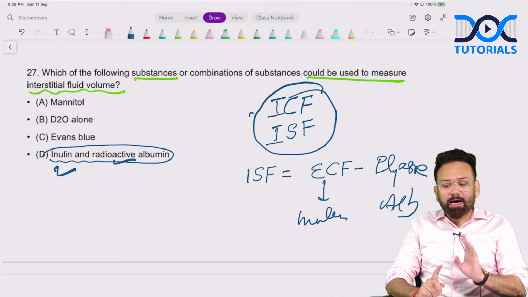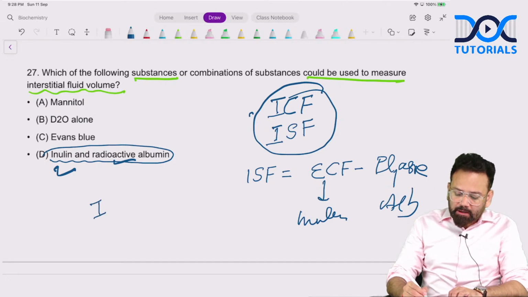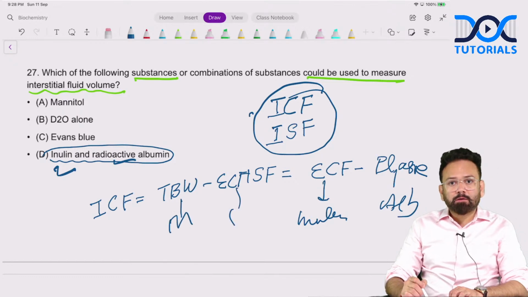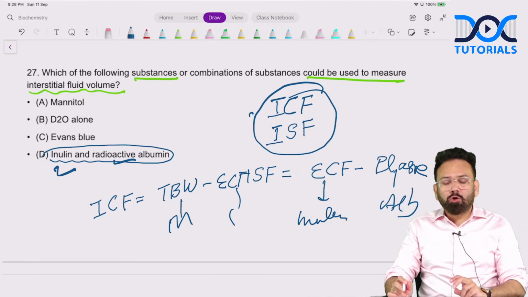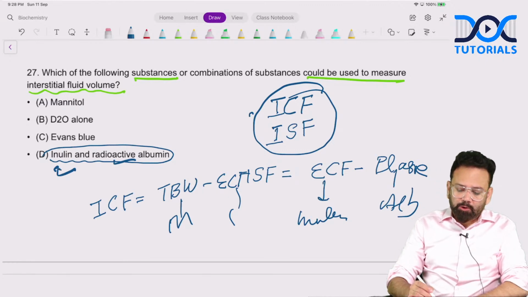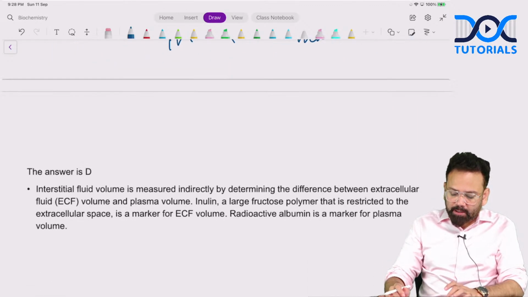ICF, intracellular fluid, can be measured by total body water minus ECF. You will use mannitol and you will use inulin. So these are the two which are measured indirectly. You will need two, inulin and radioactive albumin.